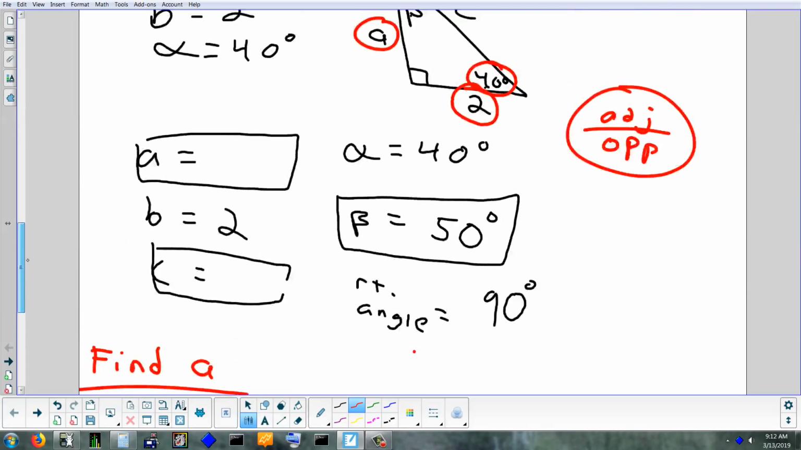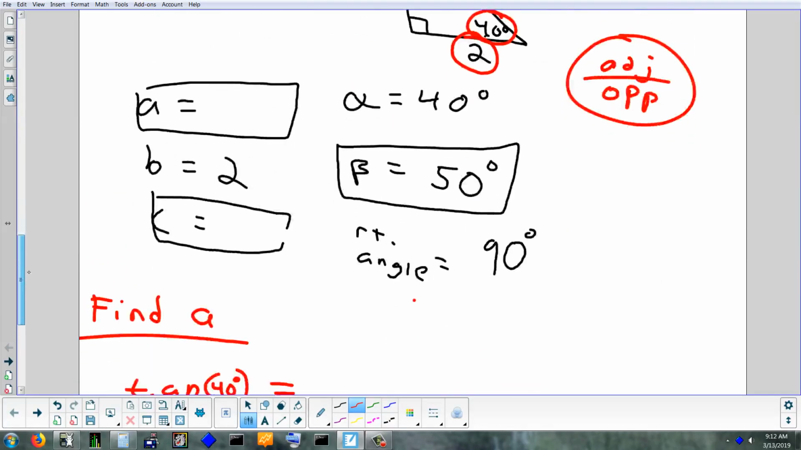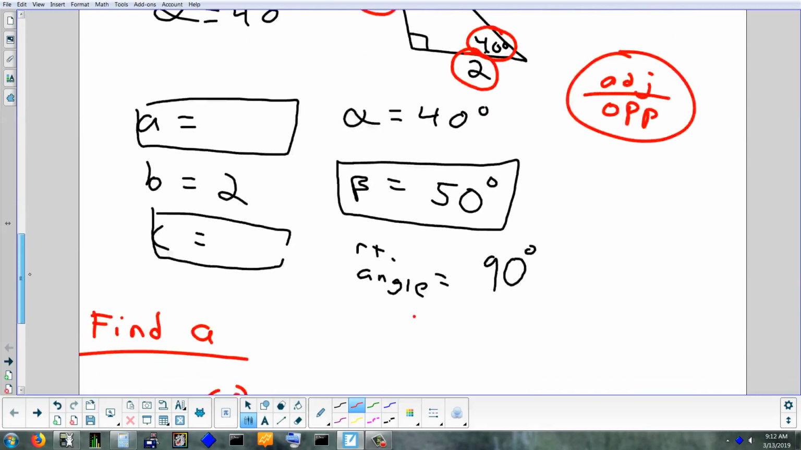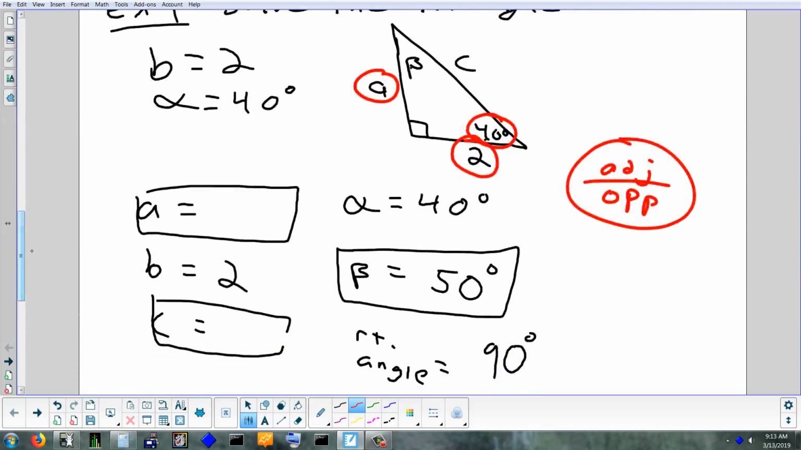equals, and now tangent is, well, we want opposite over adjacent. When I asked you the question, we kind of did it in the other order, but remember, tangent is opposite over adjacent. If you did this, that's cotangent. These are the 2 sides that you want. We just want to do opposite over adjacent because that's what we have a button for. So what side is opposite 40? A. A, yeah.